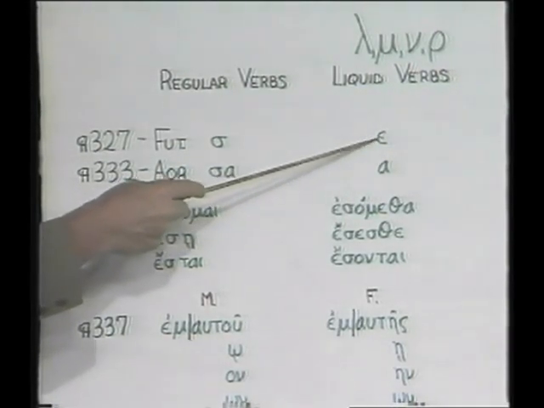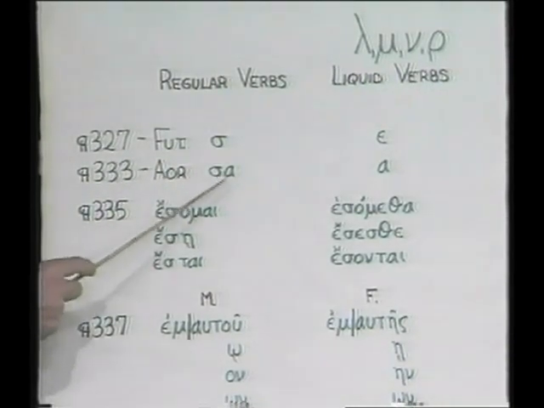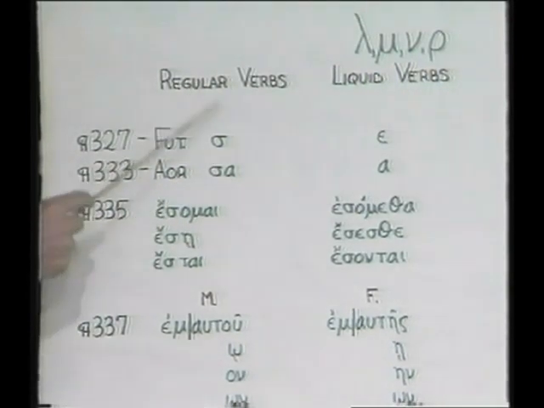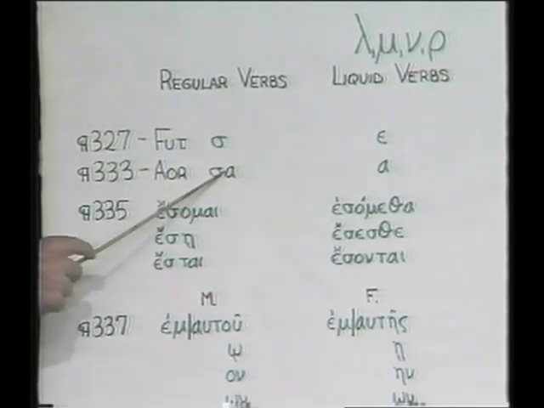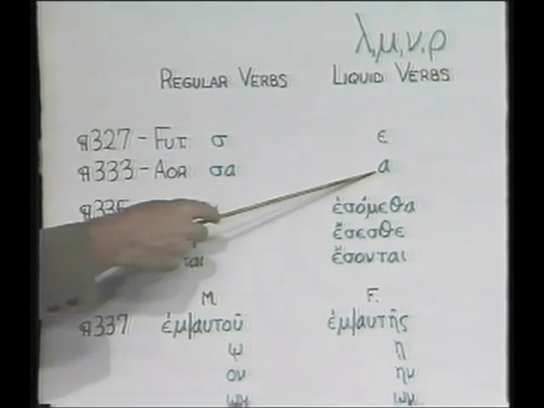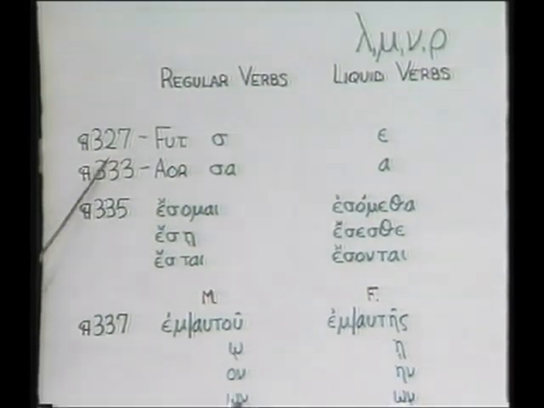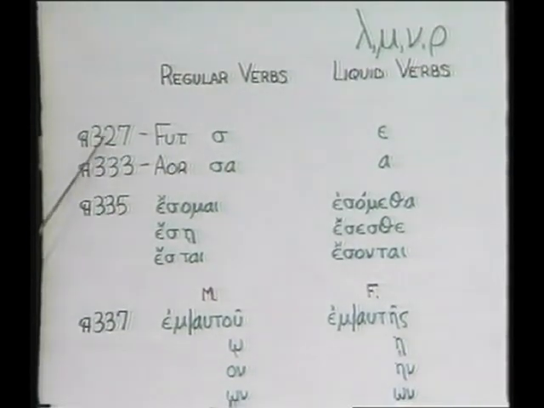See? So, there. And then in paragraph 333, the aorist adds, in the regular verbs, sigma alpha. You remember that from chapter 14. And in liquid verbs, it only adds an alpha. So that would make a different form there. So we want to see that on the board and see it in your book.